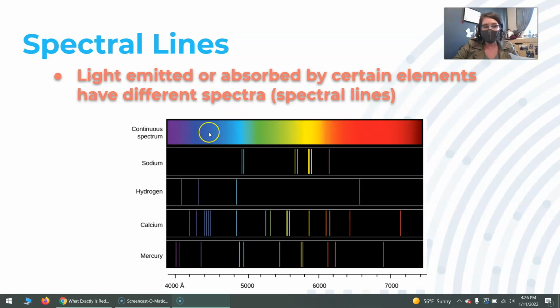So in this picture, you can see that the continuous spectrum is the rainbow from red all the way to violet, but sodium has these parts either missing or emitted, depending on if you're looking at absorbed or put off light. Hydrogen looks like this. Calcium's got a lot more lines, and I'm going to show you why these lines are there on the next slide.